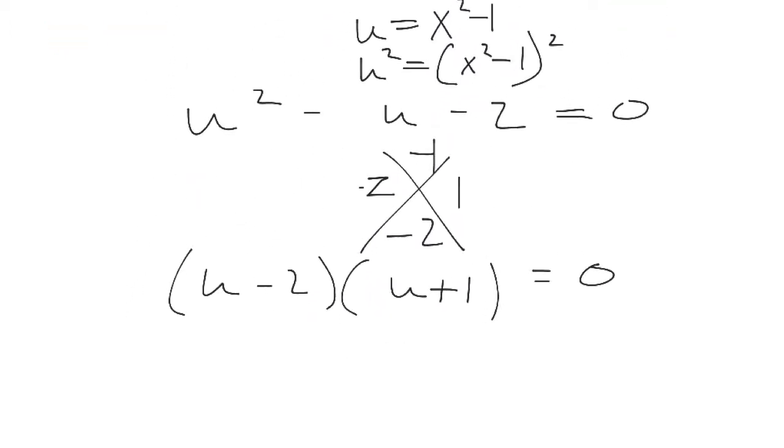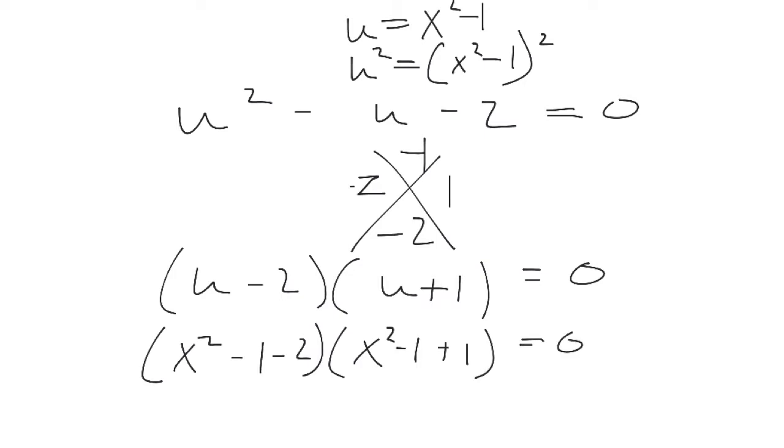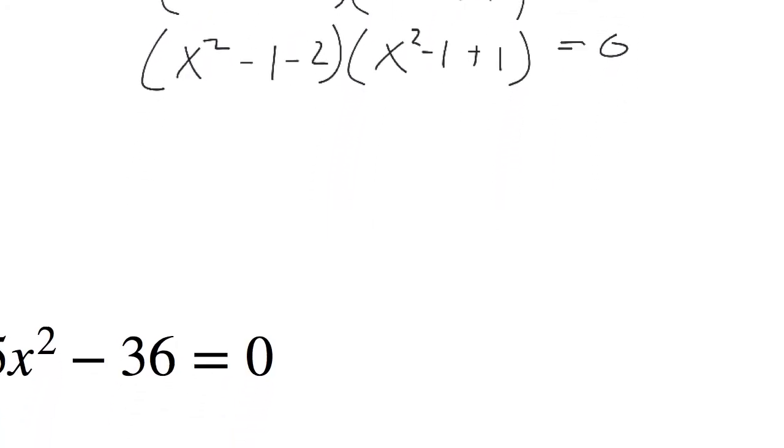I'm going to do the back substitution right now. Might as well. We get x squared minus 1, that's what u is, and then minus 2 from the factored equation. We get x squared minus 1, that's what u is, plus 1 equals 0. And now you see we can cancel some things, and we can combine some like terms. That just turns into x squared minus 3 equals 0, or x squared, because those cancel, is equal to 0.